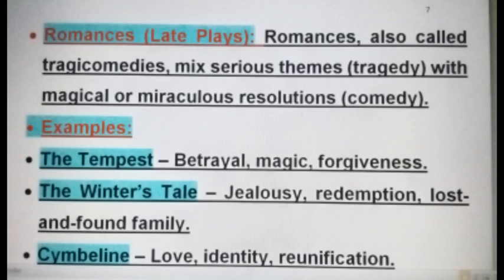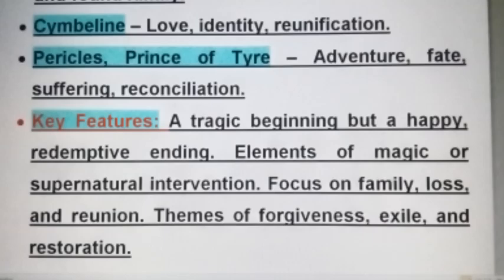Now the thematic concerns in Shakespeare's romances or late plays. Romances, also called tragicomedies, mix serious themes, that is tragedy, with magical or miraculous resolutions, that is comedy. For example, The Tempest: betrayal, magic, forgiveness. The Winter's Tale: jealousy, redemption, lost and found family. Cymbeline: love, identity, reunification. Pericles, Prince of Tyre: adventure, fate, suffering, reconciliation.